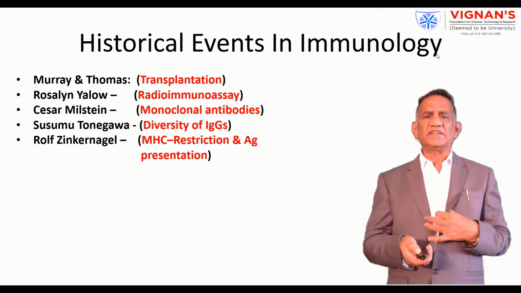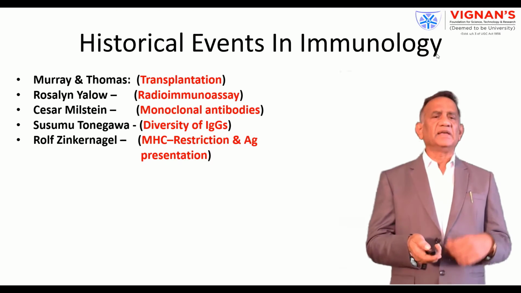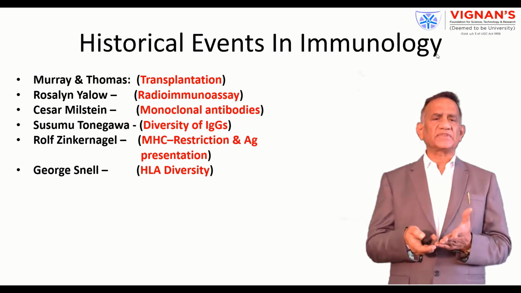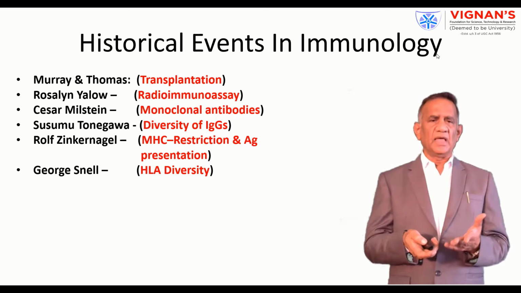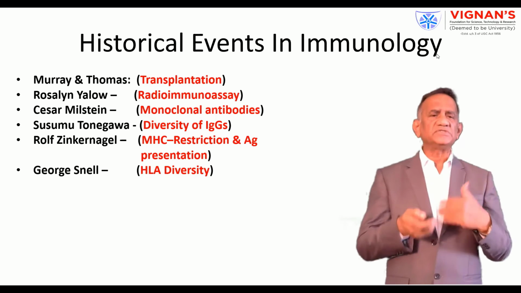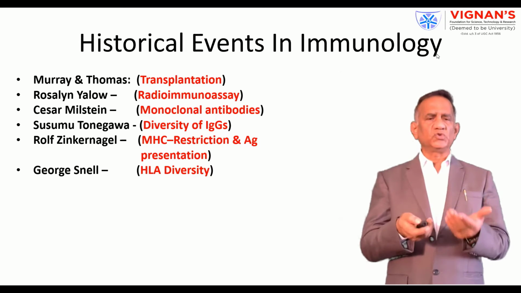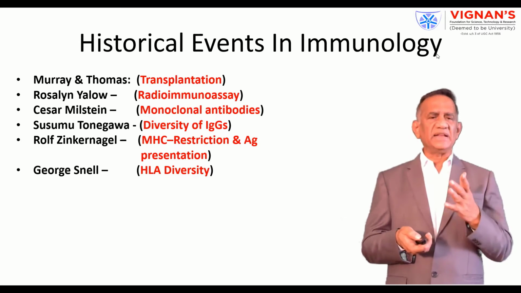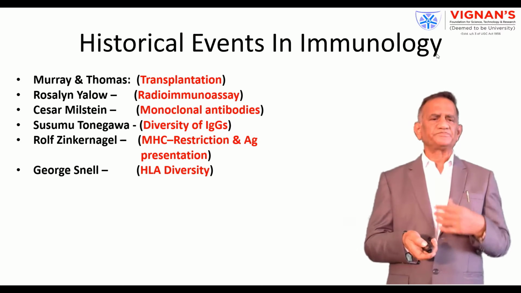Then George Snell, HLA diversity. HLA, the human leukocyte antigen, has as many variations as there are stars in the sky in the human population. Myself and yourself do not have the same HLA. If we both shared the same HLA, then your organs would suit me. So nature has made it in such a way that HLA diversity prevails in the human population.